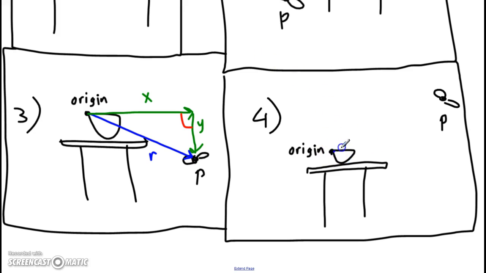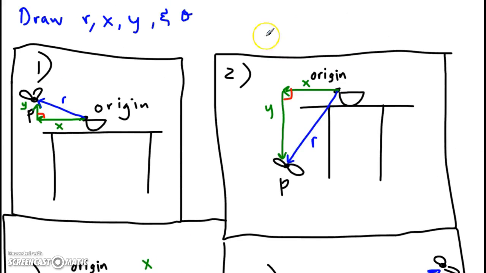Lastly is this on the right. You start at the origin and point to the fly's position, P. That's your general position, R. Then you go back to the origin, draw the horizontal position first, X, and then draw the vertical position second, Y. These two X and Y, those two arrows are at a right angle to each other. The last thing to do is draw in theta, the angle.